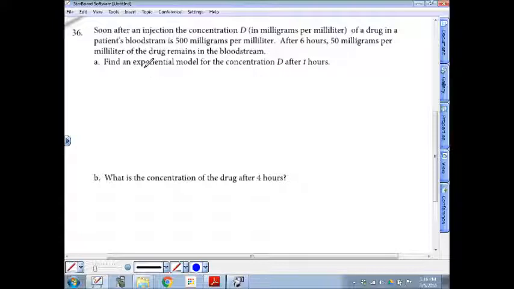Okay, we're wanting another exponential model for the concentration D after t hours. So an exponential model would be the initial concentration D sub naught times e to the kt. Now it's saying that just after injection, no, that's a typo, that should say bloodstream, but the patient's bloodstream is 500 milligrams, so we could say the initial concentration is 500 milligrams per milliliter. After 6 hours, 50 milligrams per milliliter of the drug remains in the bloodstream.